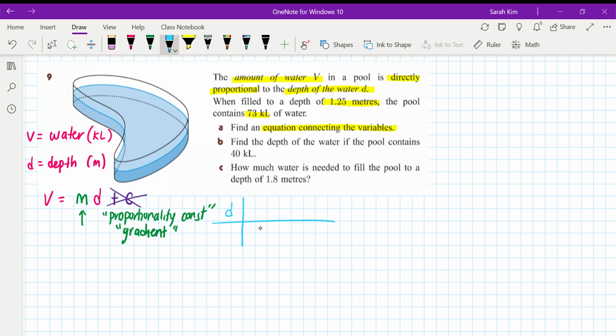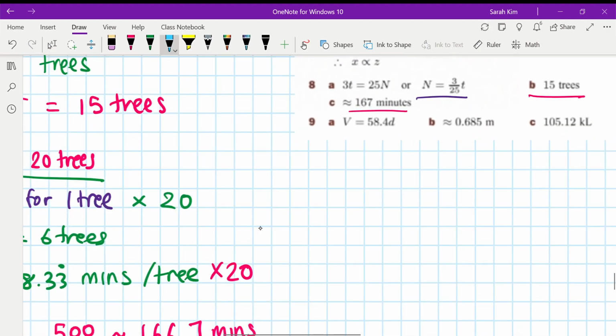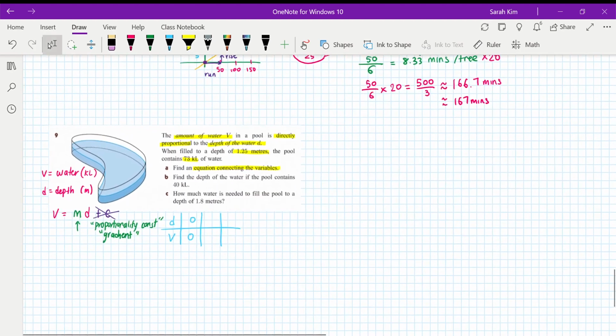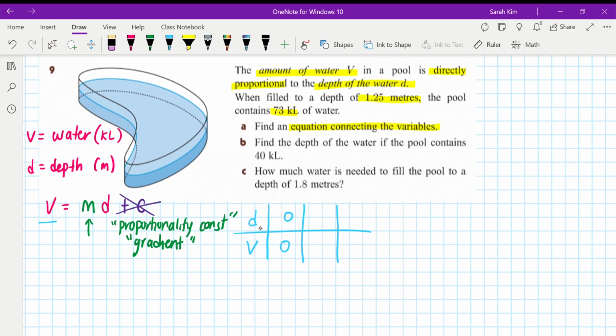So start with D and V, so depth of water. When it's 0, you will probably have 0 volume, right? Actually, let me just double check the answer for the equation before we move on. Oh, sorry, yep, that's what I was trying to find, my bad. I just wanted to see that the V was correct, and it was. I just wanted to double check my theory. Okay, so start with 0, and obviously it would be 0 because there's no water. Let's start with the next amount of depth, which is 1.25, and then that will be 73 kiloliters of water.